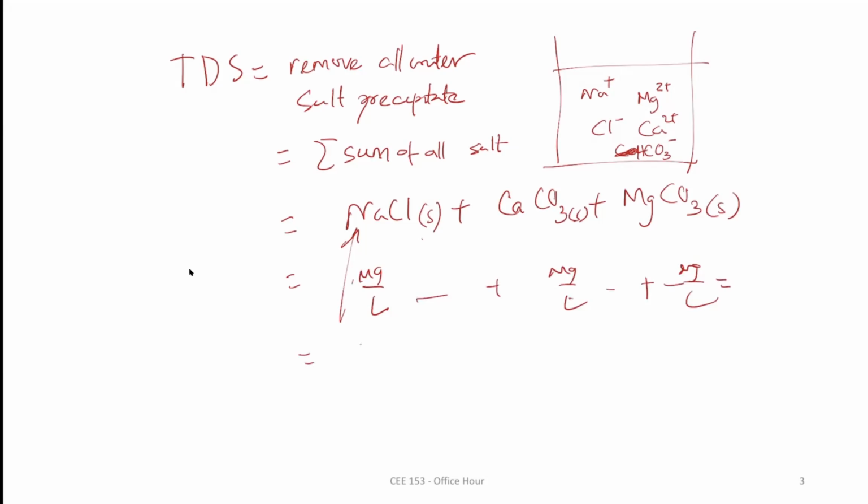Then you get the answer in milligram per liter. That means if you take 1 liter of water, and if you evaporate everything, that's the milligram of salt that remain. So the actual definition of TDS is milligram per liter of salt.